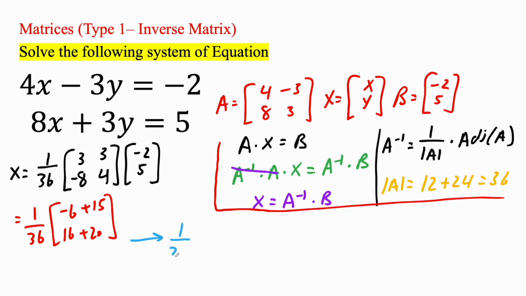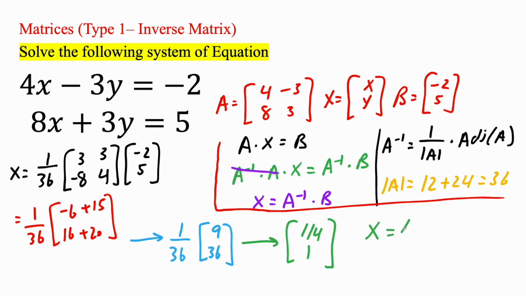So we have 1 over 36, and then we have 15 minus 6 is going to give us 9. 20 plus 16 is 36. And now let's multiply it out. 9 divided by 36 will give us 1/4. 36 divided by 36 is 1. And so our final answer, x is going to correspond to 1/4. Y is going to correspond to 1. So let's write that down. X is 1/4 and y is equal to 1. And this right here is our final answer.